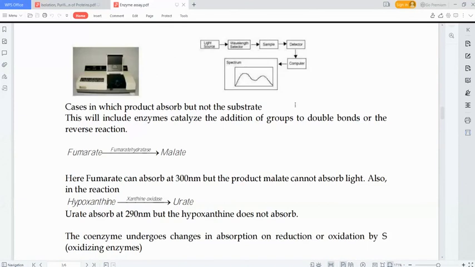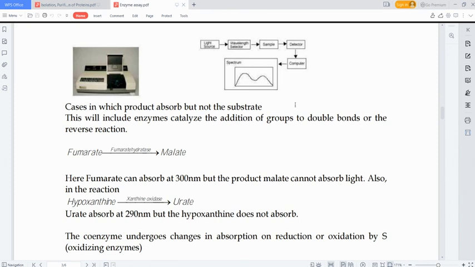And the idea in using spectrophotometer, for instance, in this equation, fumarate is being catalyzed by fumarate hydratase to malate. And we are saying that fumarate absorbs at 300 nanometer, but malate does not absorb. So in this case, what you do is that you check to determine the activity of this enzyme. You check the disappearance of fumarate. Okay, you measure the disappearance of fumarate as time goes on. You allow the experiment to continue, and you continue to measure.